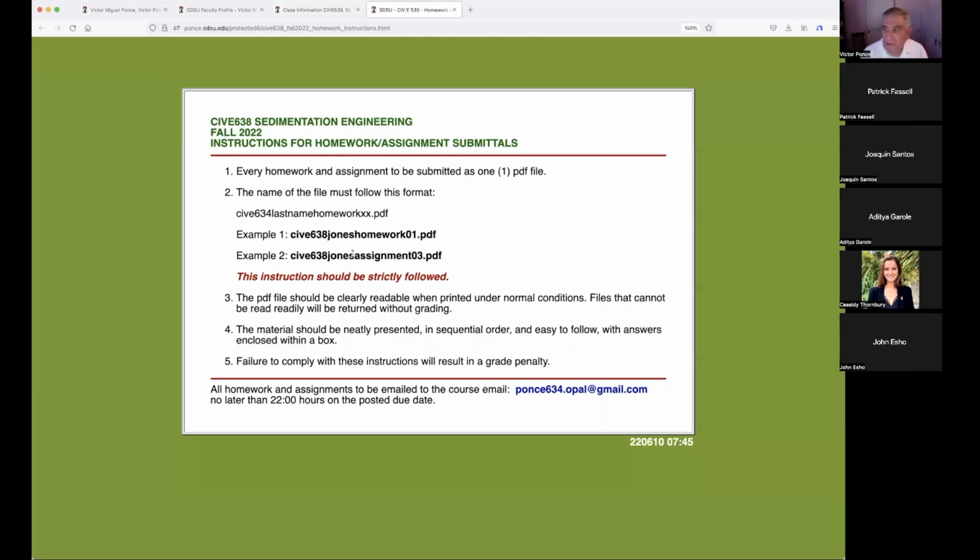Homework instructions. This is very important. I urge you to read this carefully. Every homework and assignment must be submitted as one PDF file to my email. The name of the file should follow this format very carefully. This instruction should be strictly followed. I don't want PDF files from John Doe in any format that he or she wishes. It has to be this format so that I can put all of them in one file and make sure that I have all of you in a consistent way.